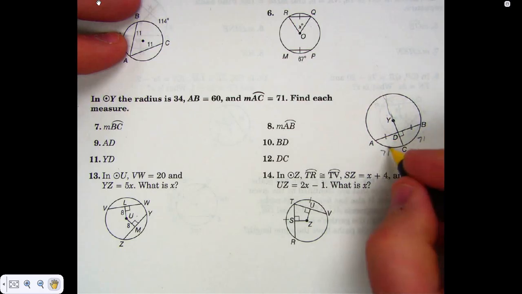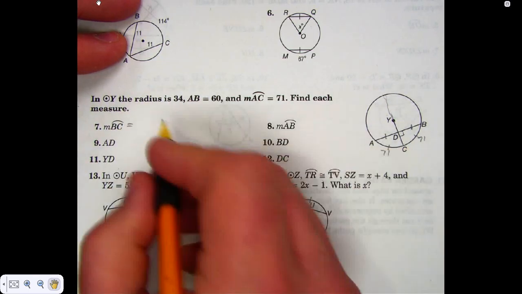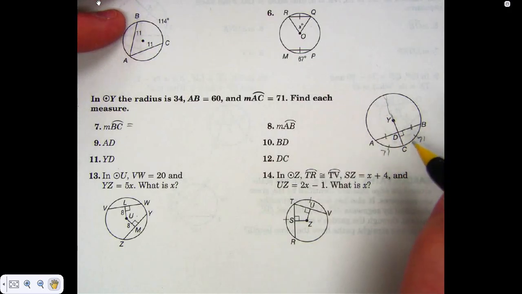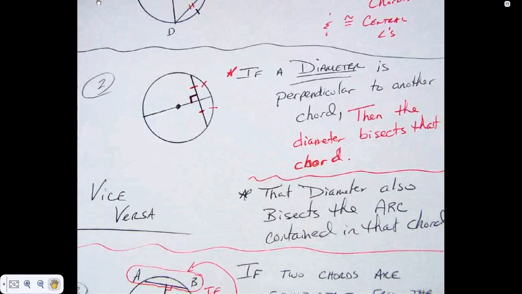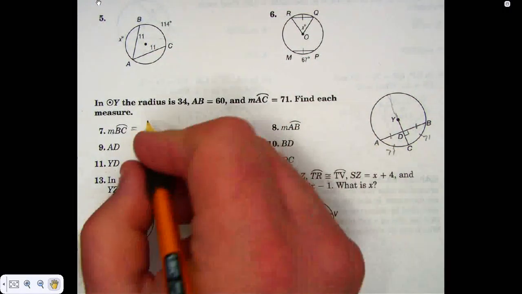Okay. So on 7 they asked for BC. This is concept what? 1, 2, or 3? It's 2 there. It's that second one, right? So B to C is what? Or arc BC.